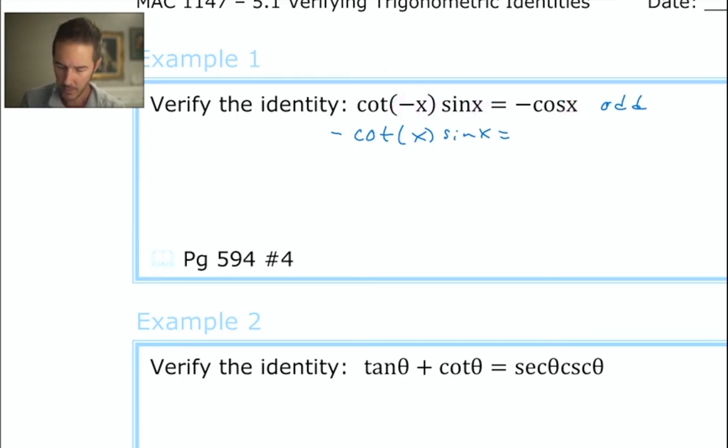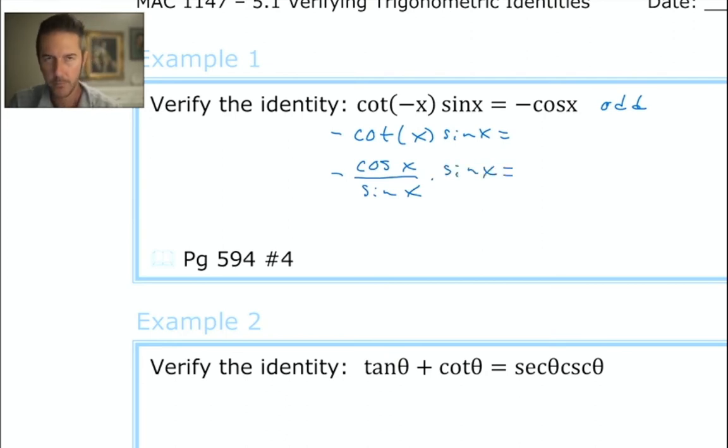The next thing I'll do is, sometimes I don't know what to do, and I just ask myself, well, what do I know that I'm allowed to change? And I know that I'm allowed to change cotangent. It's the reciprocal of the tangent function, and tangent is sine over cosine. So I'm going to write cotan as cosine over sine, and then we still have to multiply this by this sine x.